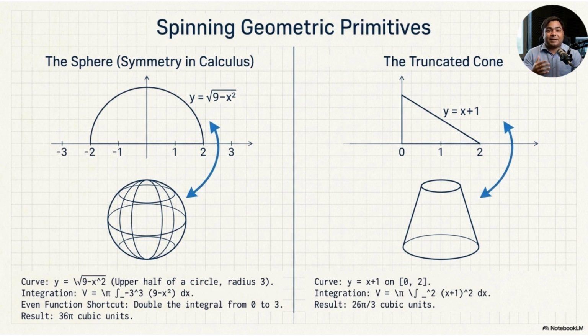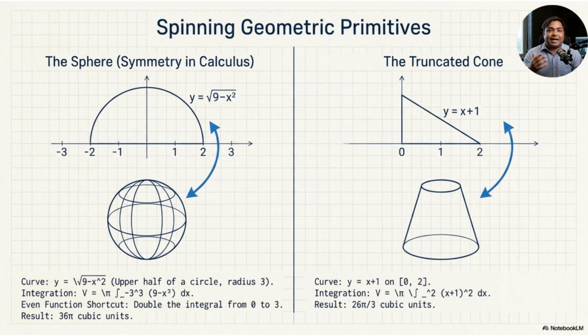The second example is a truncated cone. The curve is y equals x plus 1 from x equals 0 to x equals 2. When this line rotates around the x-axis, it creates a solid similar to a truncated cone. Using the disk method, volume equals pi times the integral from 0 to 2 of (x plus 1) squared dx. Now expand the square. (x plus 1) squared equals x squared plus 2x plus 1. So we integrate x squared plus 2x plus 1.